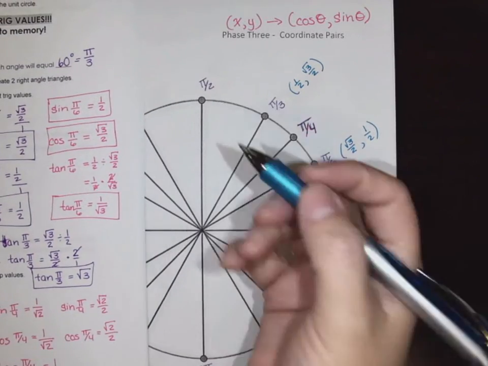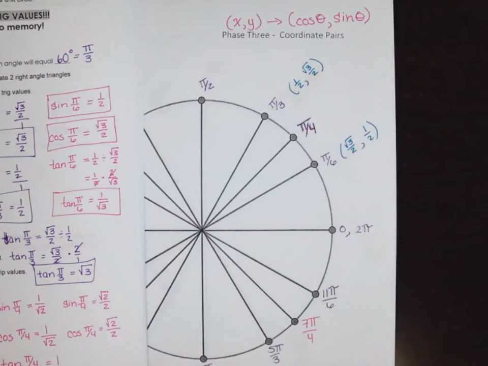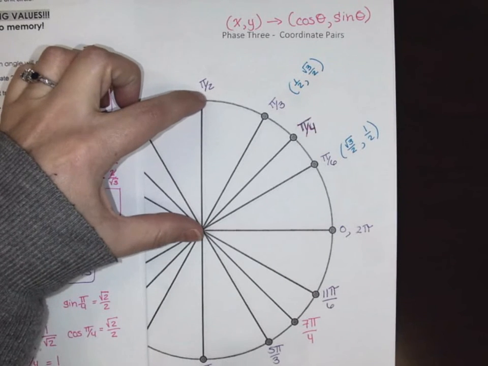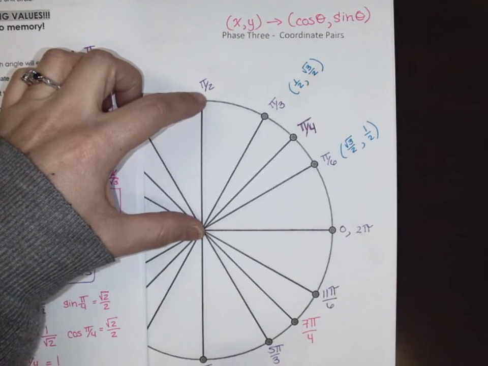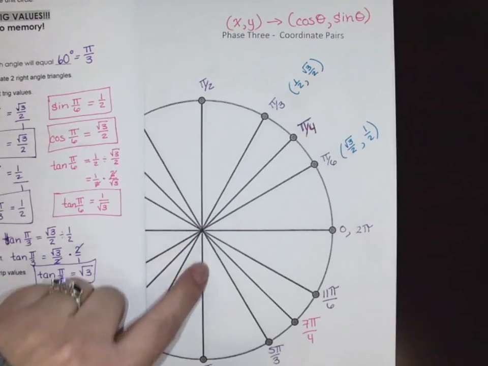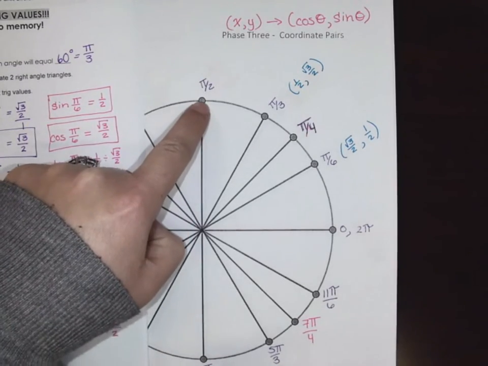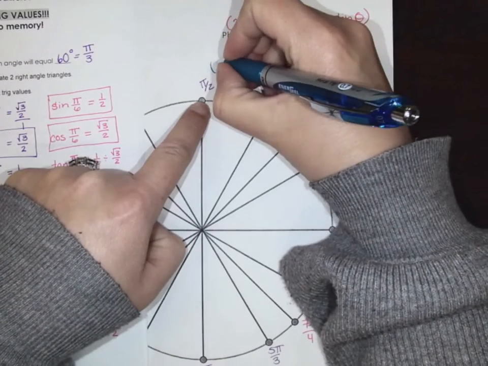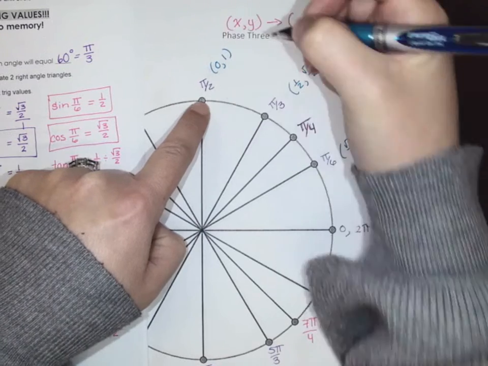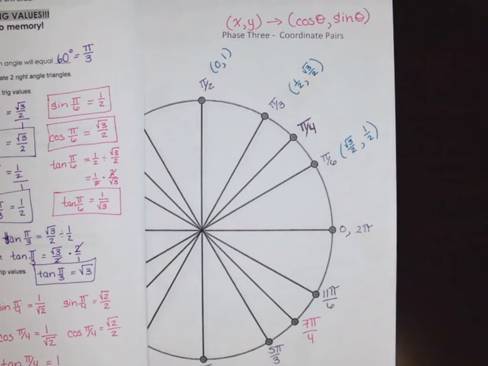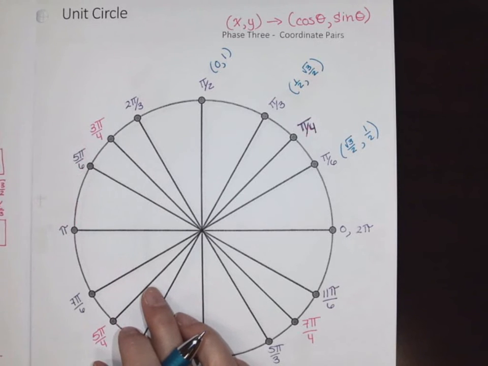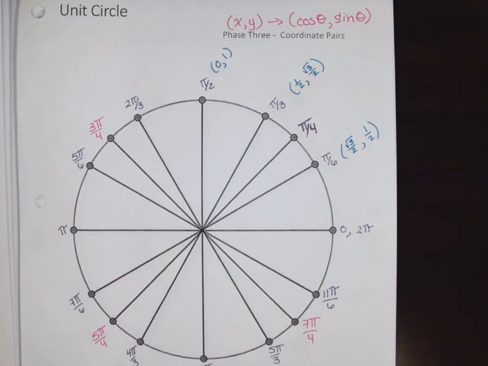Okay, I guess we should do the coordinate of 90 degrees. What's the coordinate of 90 degrees? First of all, what's this length right here? 1. So if this is my y-axis and this point is at 1, what's the coordinate? Okay, all right, now let's talk about the x and y values in quadrant 2.